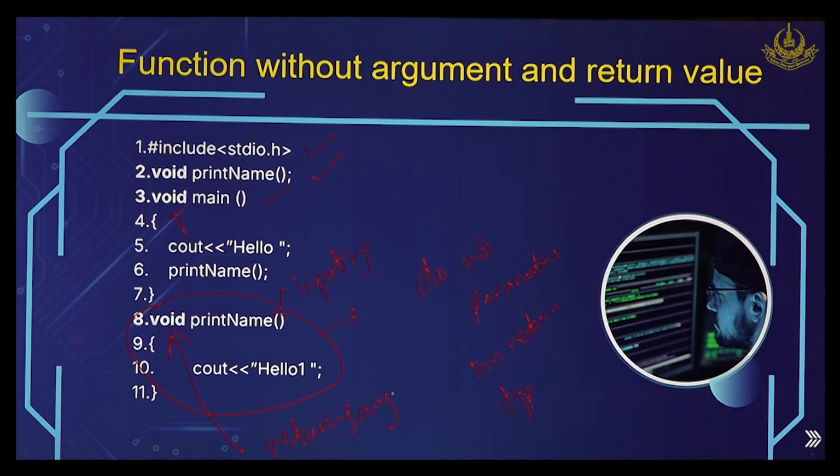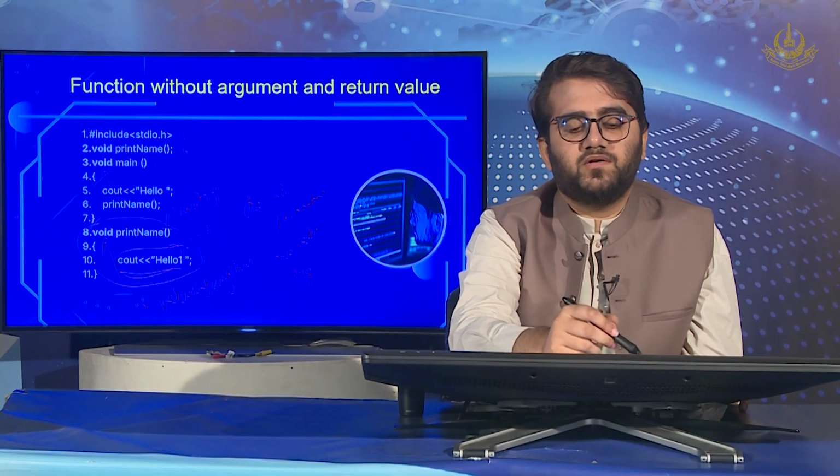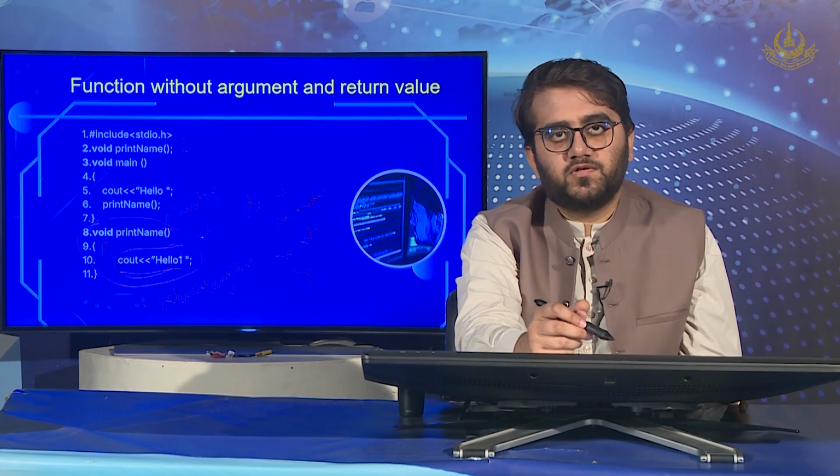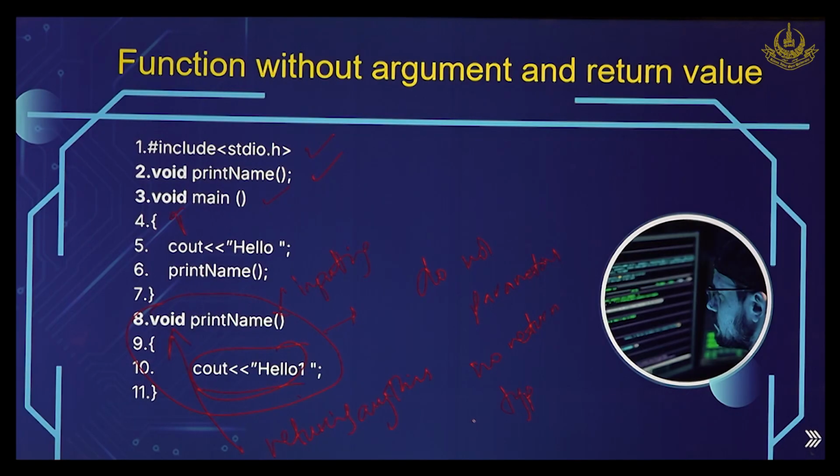It is just printing this specific sentence, cout hello 1. So whenever this function print name would be called, if you called it in a loop from 0 to 10, then this function would print 10 times, depending upon the actual relational operator being used, and then this hello 1 would be printed 10 times.